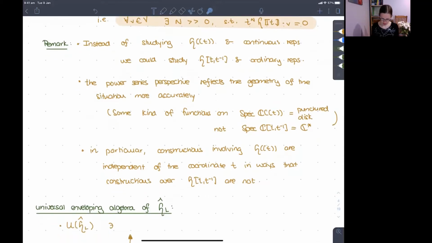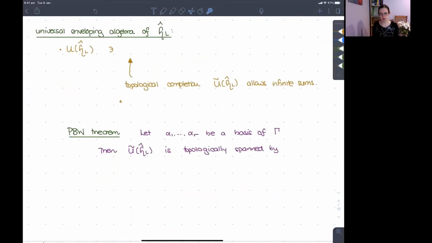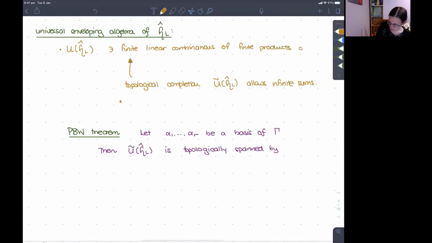Okay, so now we have to be a little bit careful when we talk about the universal enveloping algebra because we want to take the topology into consideration again. So if we just take the universal enveloping algebra by taking the tensor algebra and quotienting by the relation that we want, then this contains finite linear combinations of finite products of possibly infinite sums of the generators alpha n. And one, there's a one going on too.